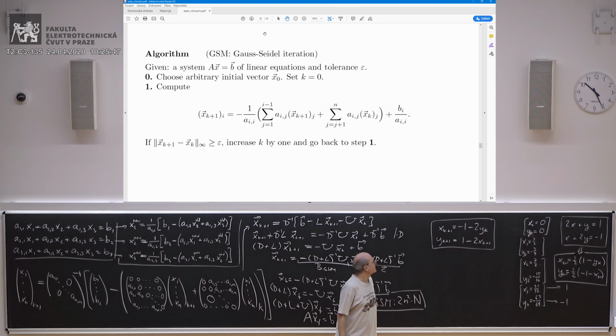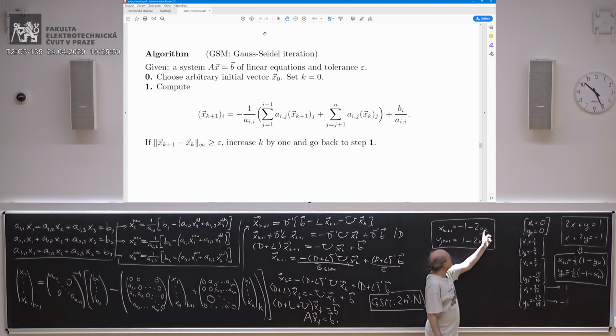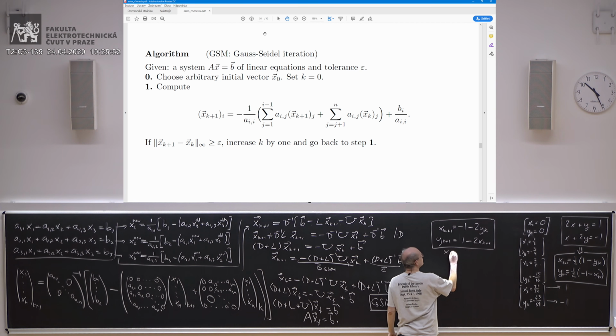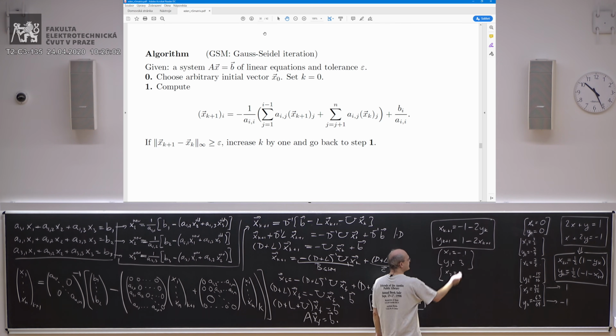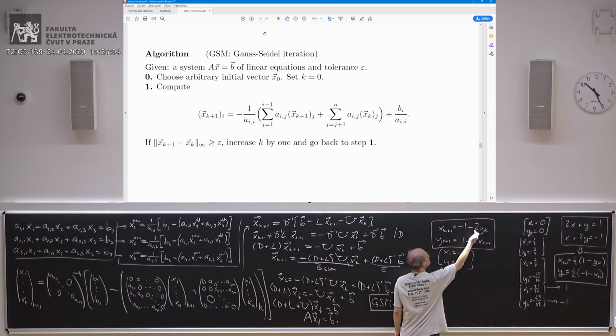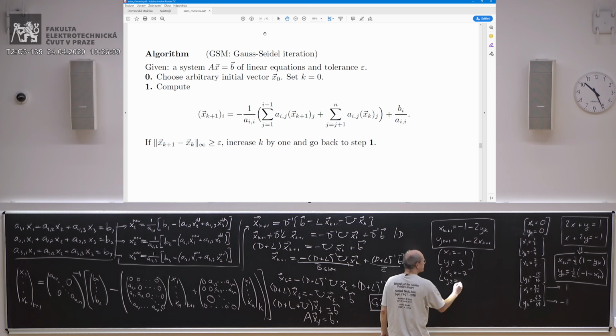Let's see, what do we get? Well, I'm taking 0 for y, so x1 is -1. And now I take this -1, put it here, and I get 3. How much is x2? I'm taking the latest y, put it here, and I get -7. And y2 is the latest x, put it here, and I get 15.